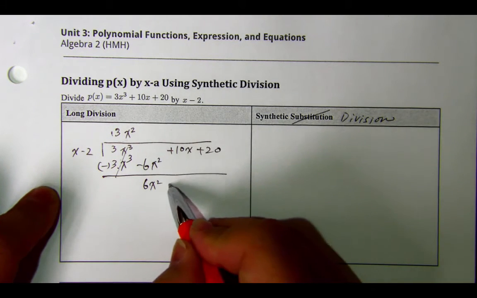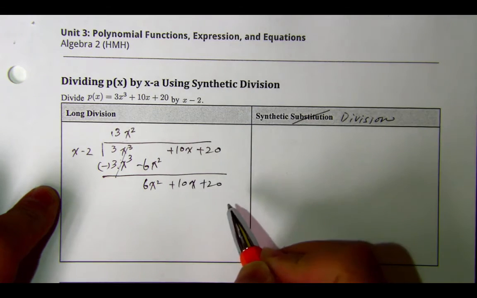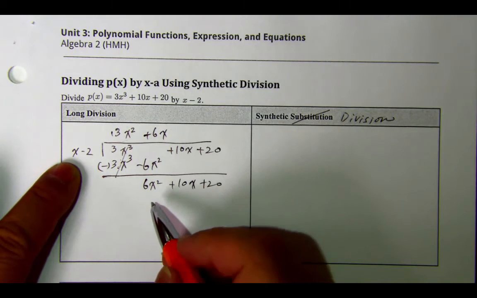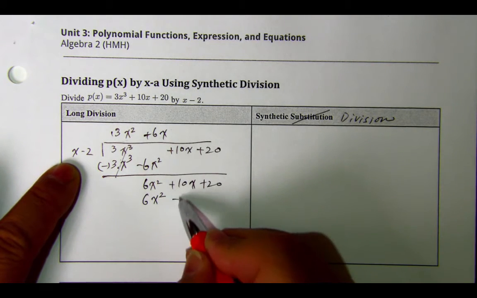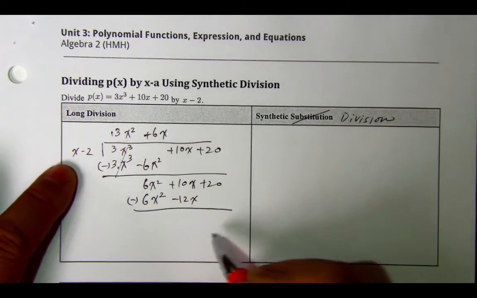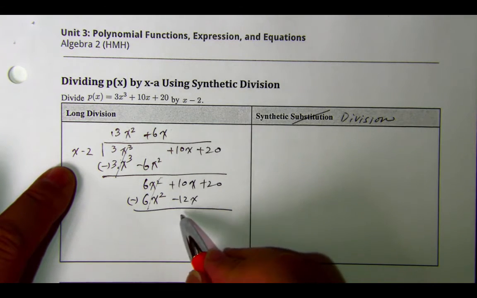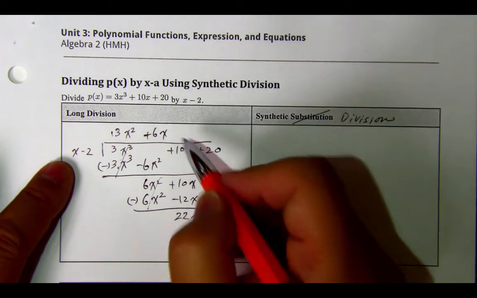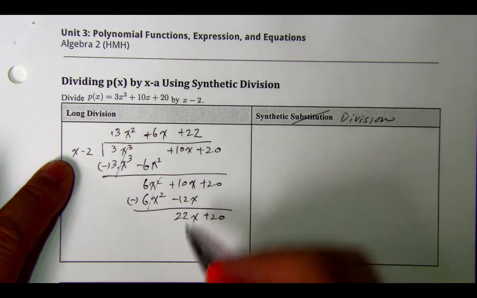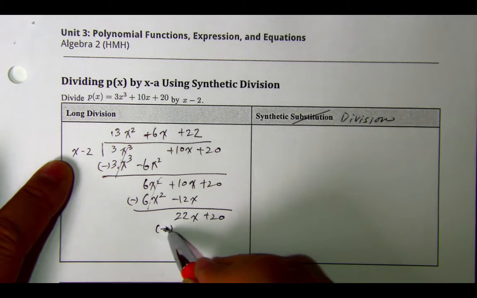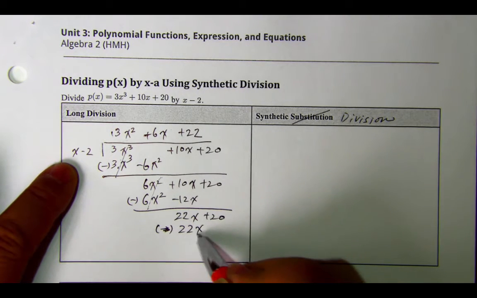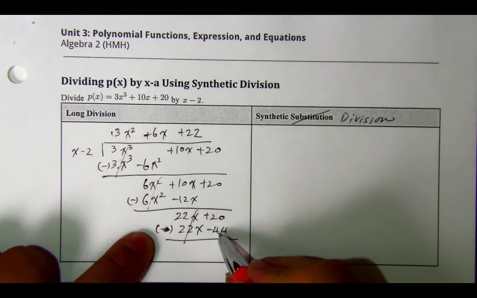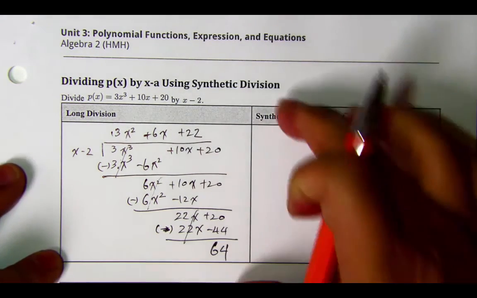We're going to bring these two down, 10x plus 20. So x goes into that how many times? If you said plus 6x, then you're right. That would be 6x squared minus 12x, and you subtract. And when you do that, that cancels, and that becomes 22x, bring that down, plus 20. X goes into 22x how many times? That is 22. And that is 22x minus 44. That cancels. 20 minus minus 44 gives you 64. Wow, it just fits in just right.